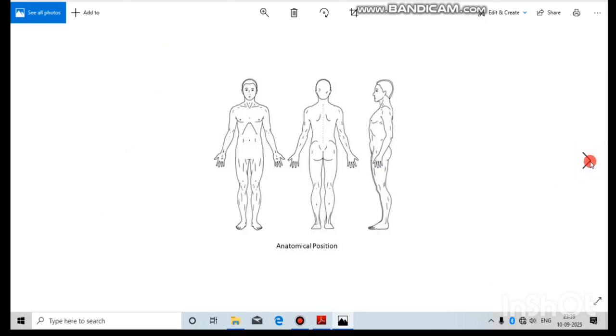yes, this is the anatomical position. The body should be straight, eyes looking forward, both arms at the side of the body, and palms facing forward, both feet together. So that is the anatomical position.